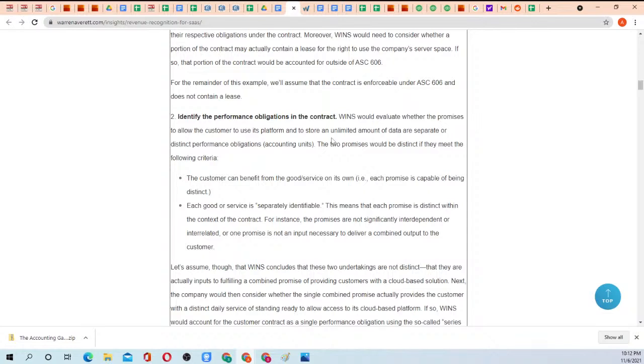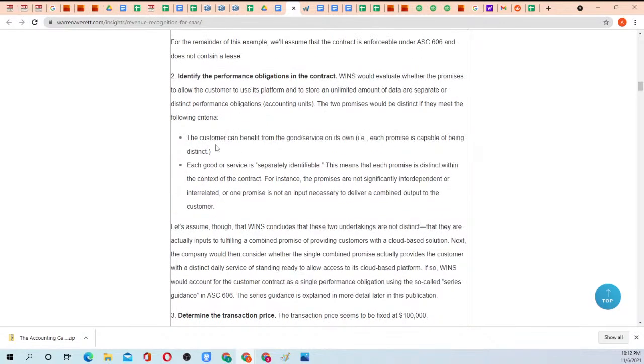It's easy to understand. Let's assume that QuickBooks, for example, can charge you one fee for using the platform for entering new transactions and using some minimal amount of data. But then they also allow you to keep the scanned copies of all of your invoices on QuickBooks, and they charge you more money for that. And that will probably be two different performance obligations. Similarly, in that situation, the customer can benefit from the goods or services on its own.